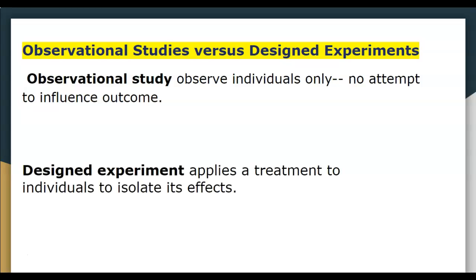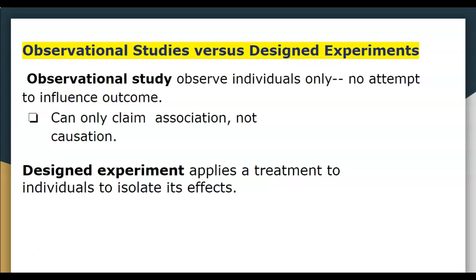Design experiment, on the other hand, you apply some treatment or you intentionally change the values of an explanatory variable and record the effect of that treatment. Now, here's why this is important. When you are doing an observational study, you try to find the relationship of two variables. Because you're just observing, you can only claim that those two things are associated and not that one thing caused the other. So, observational study can only claim association, not causation.